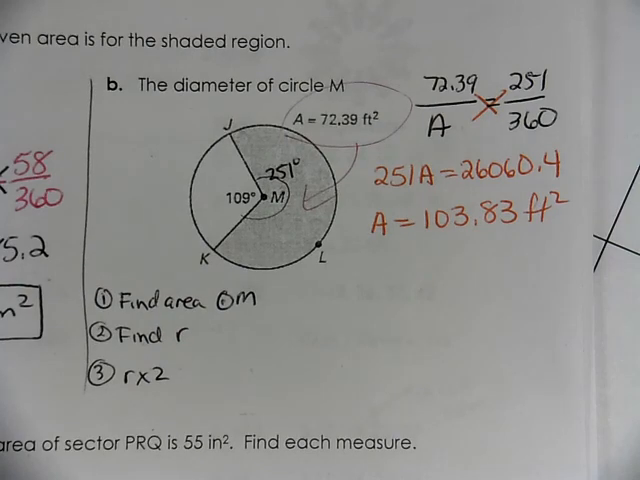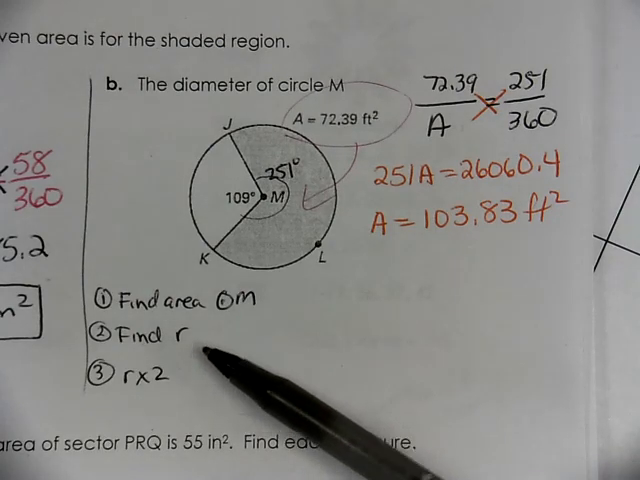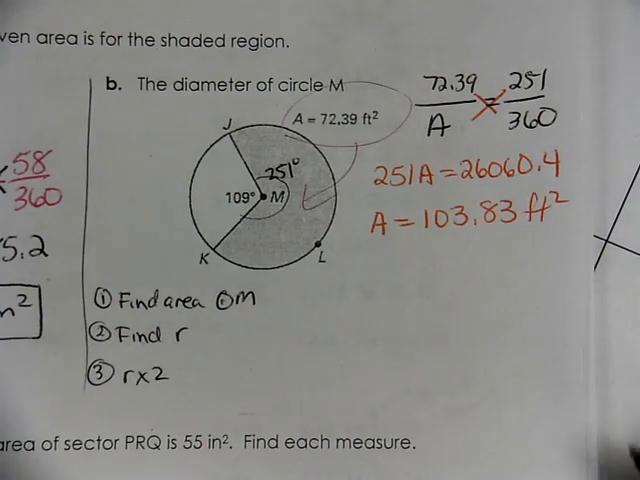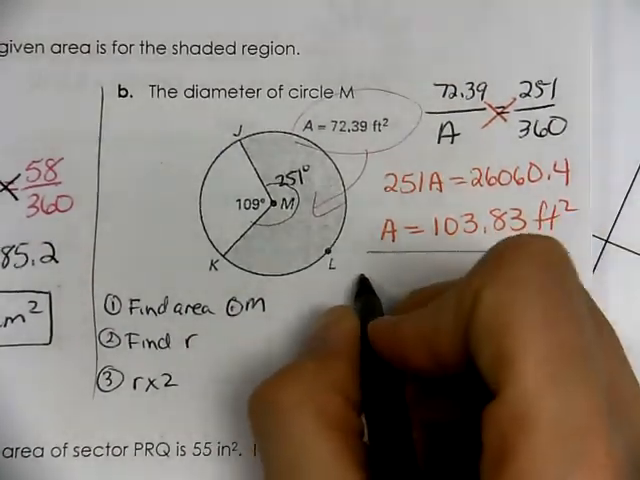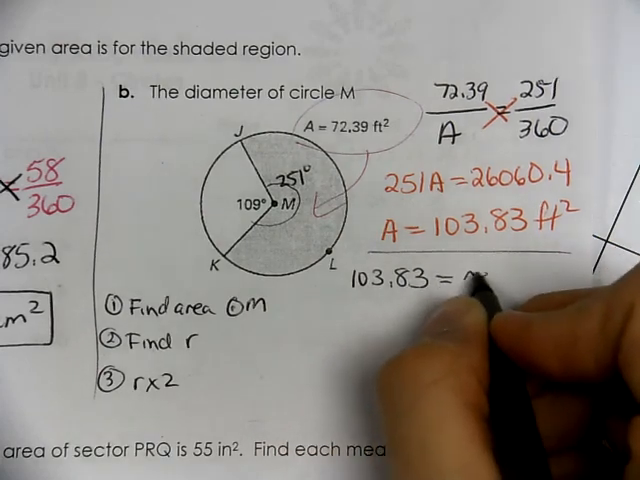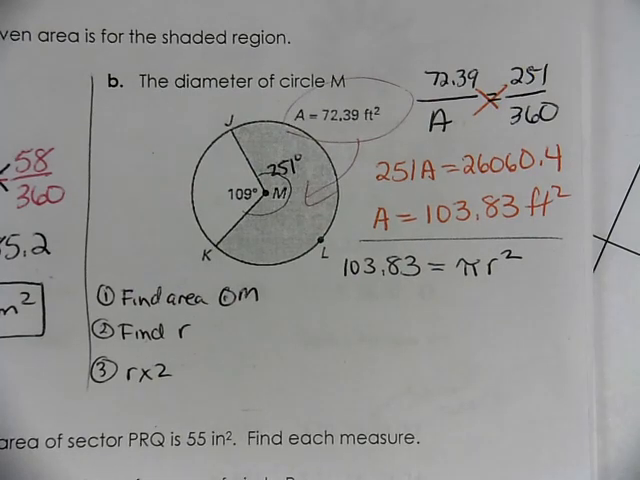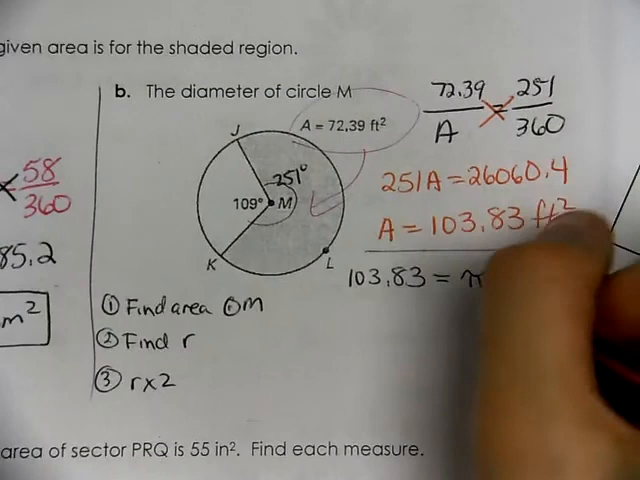So that's step one. If I was just asking for the area of the whole circle, I'd stop there. Now we got to find the radius. So we got to do what we did in the first quiz. Draw a line. I'm going to make 103.83 equal to pi r squared. How can I solve for r? What should I do first? Divide by pi.